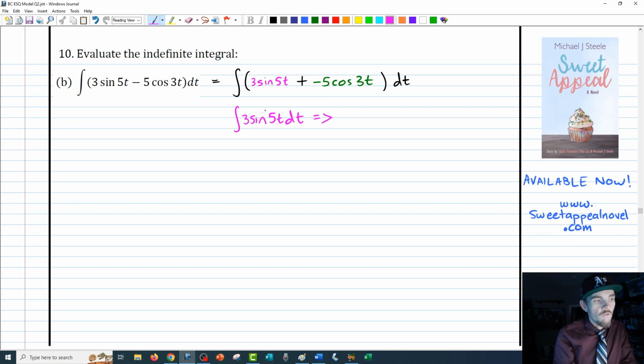In this case, if we choose to do that, the 5t on the inside is what causes us problems. So just in case you're not comfortable executing this on your own, you can let u equal the inside. You can then term du to be the derivative of the inside.